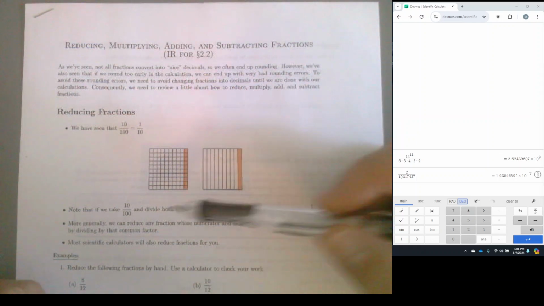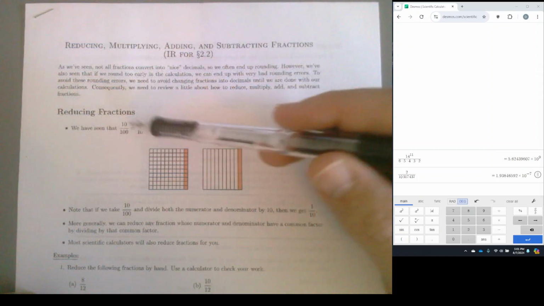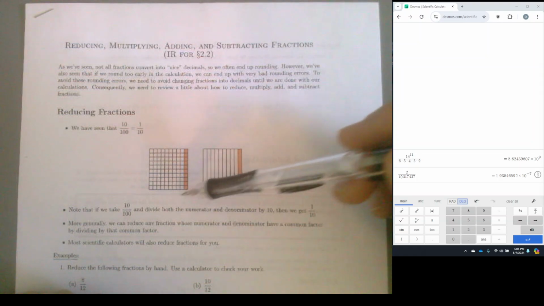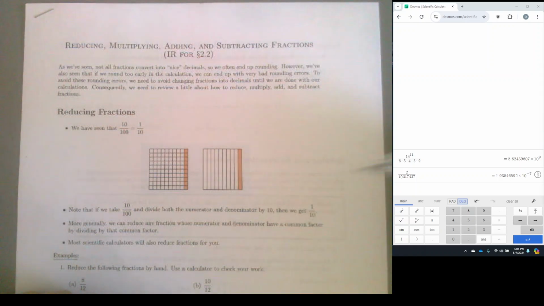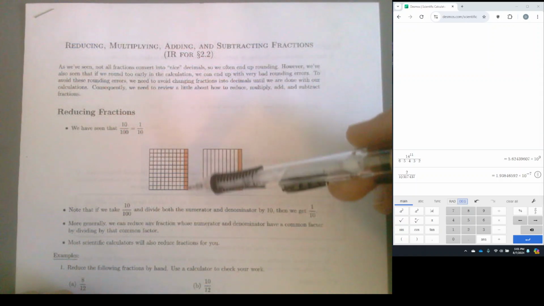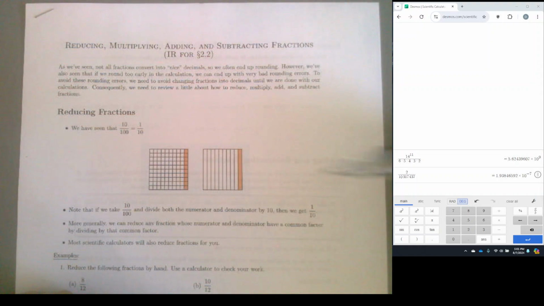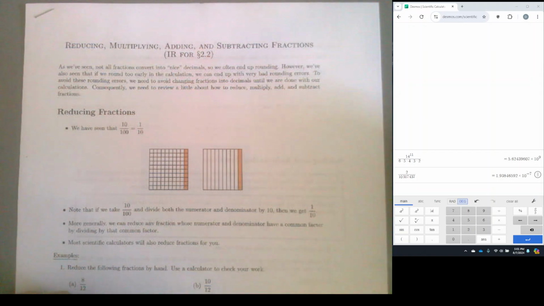We've seen this diagram before, but just to show you why 10 hundredths is the same as 1/10, you can imagine taking a square and dividing it into 100 parts and shading in 10 of them. And the overall area that you end up shading is going to be equal to the area if you had taken that square and split it into 10 parts and shaded in one of those parts. So 10 hundredths is the same as 1/10.